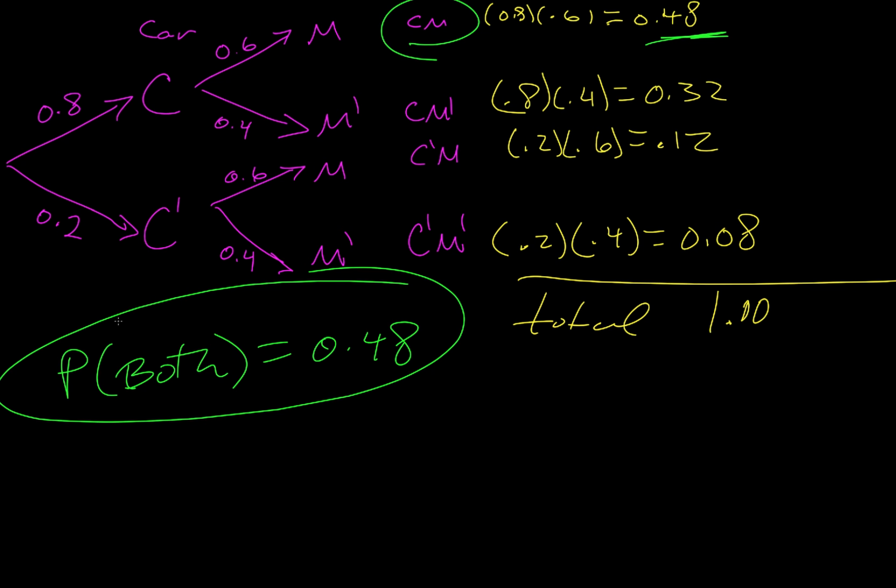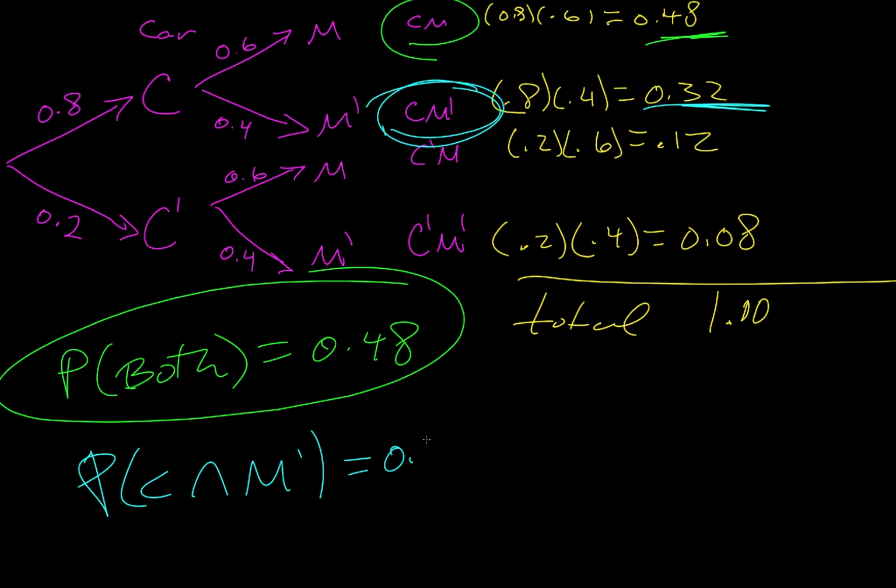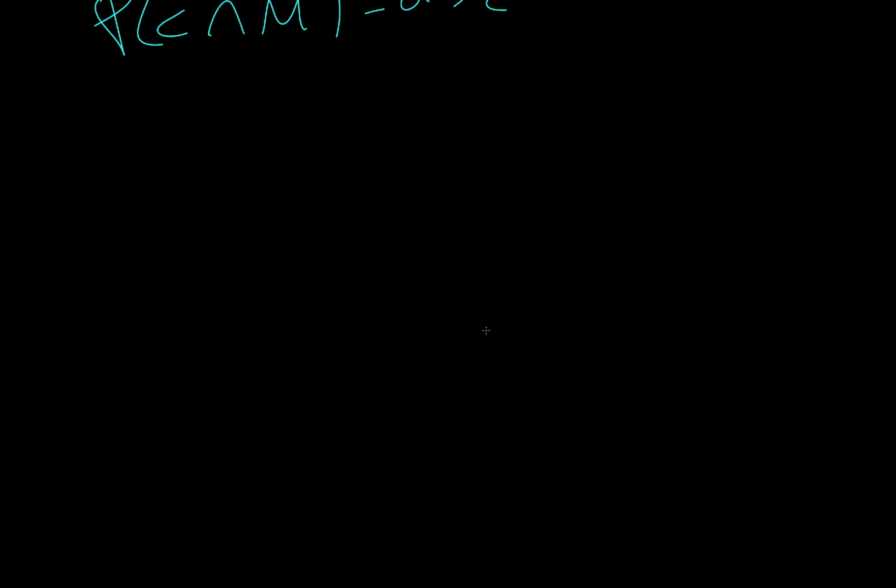Now the next thing: we have the probability that the car starts, and here I'm just going to write that in shorthand, car starts and the motorbike does not. So we're going to look at that situation. We only have one situation where that happens, which is this, and we've already figured out that the probability is 0.32. Okay, we're going to move on.